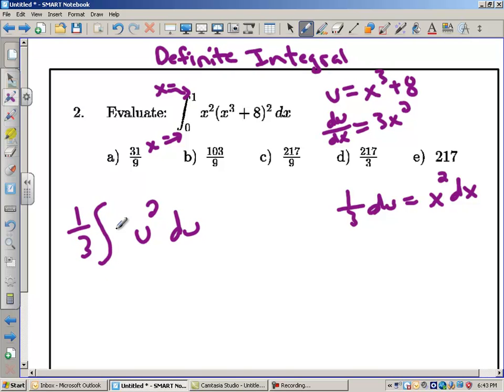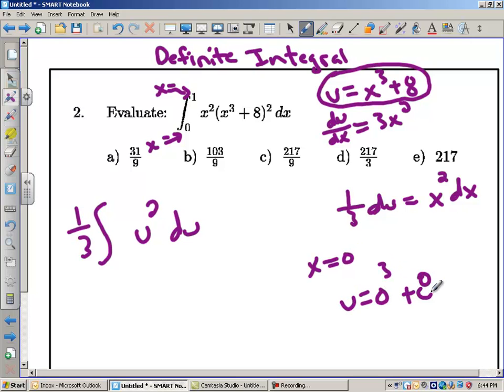It is no longer from 0 to 1. And here is the equation that relates x and u. So let's talk about if x is 0. If x equals 0, then u equals x cubed plus 8. So u on the bottom here is 8. Then what about if x equals 1? If x equals 1, then u equals 1 cubed plus 8, and that's 9.